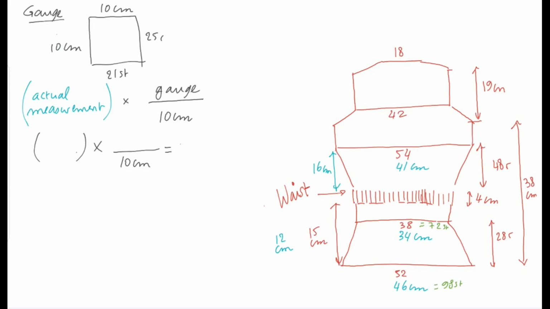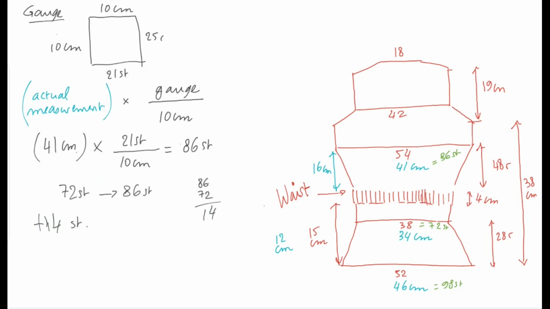Let's keep going. The next part we're looking at is where we go from the waist, where we have 72 stitches, to the bust, where we need 41 centimeters. So let's figure out how many stitches that's going to be. That's 86 stitches. And at the waist we had 72 stitches. So for the bust we need to go from 72 stitches up to 86 stitches. We need plus 14 stitches.